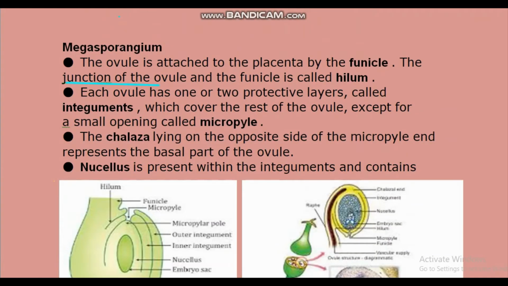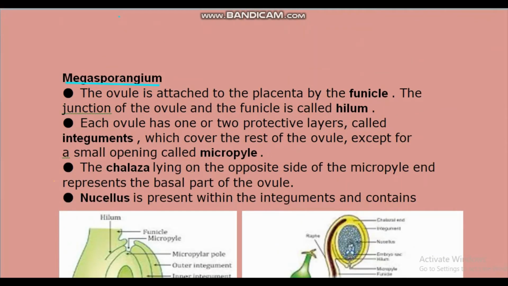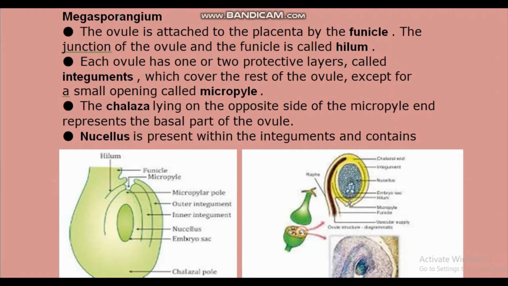Like microsporangium, try to recall what microsporangium was. A comparative study is always good instead of learning one thing alone. We will discuss megasporangium, which means the structure of the ovule. Already I told you the position of the ovule. Now, the ovule is attached to the placenta by the funicle. One by one I will show you which one is funicle, which one is hilum and so on. The sporangium is connected with the placenta by the funicle, a stalk-like structure.